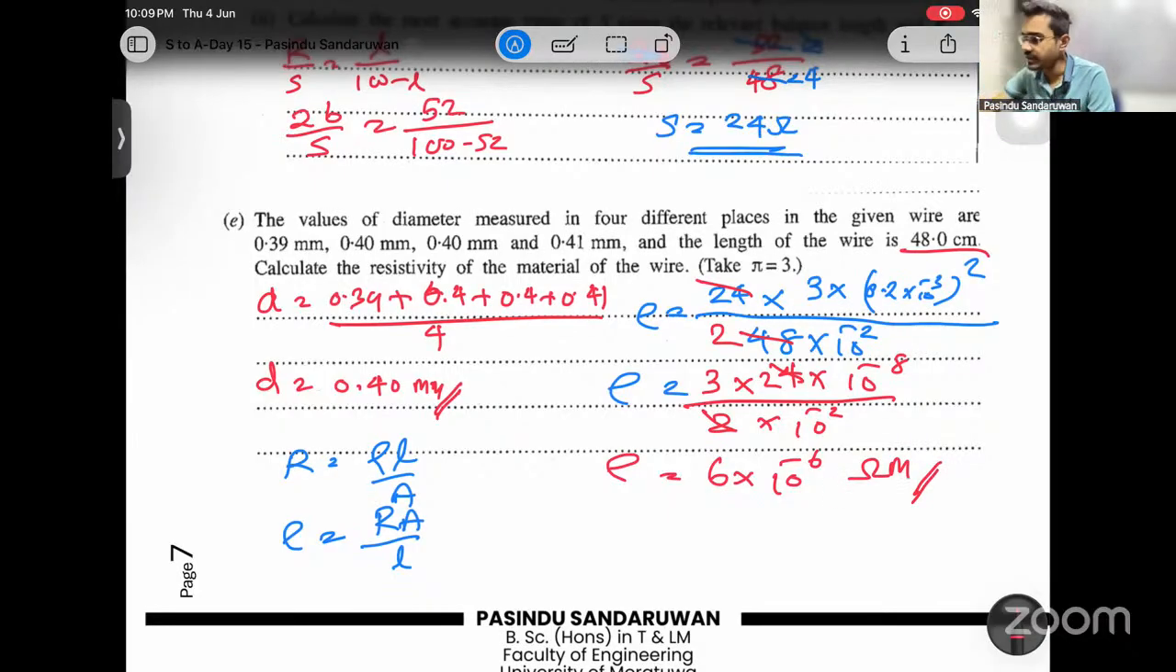Resistivity is in ohm meters. Right? 6 times 10 to the minus 6, that is in ohm meters. Take it down.